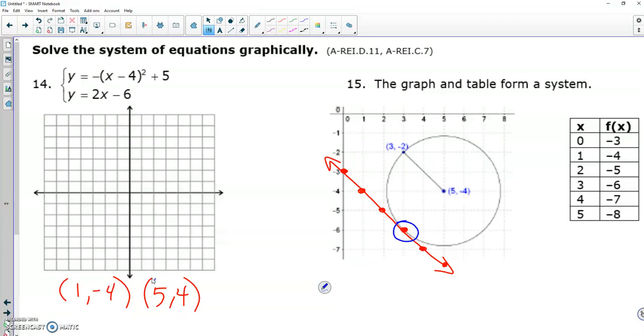So that means that our solution is at 3, -6.